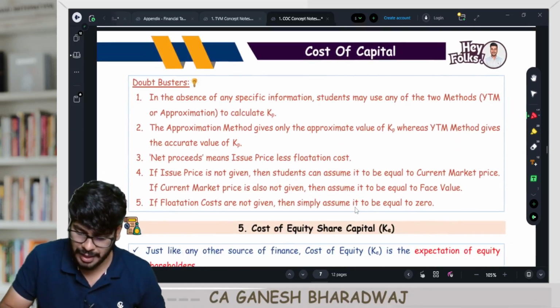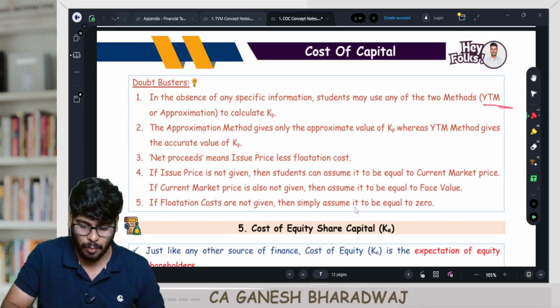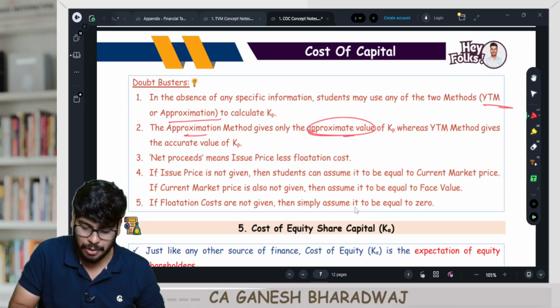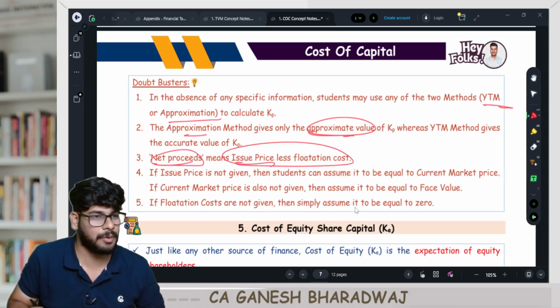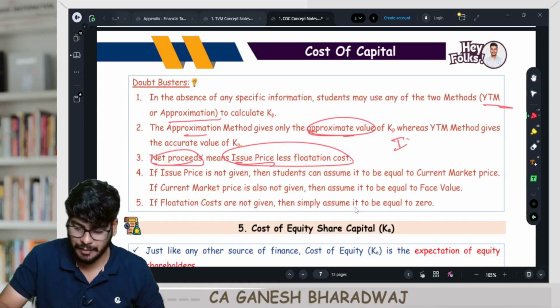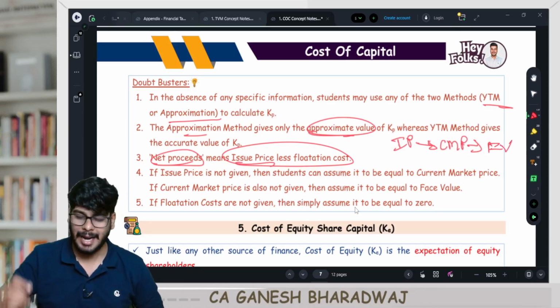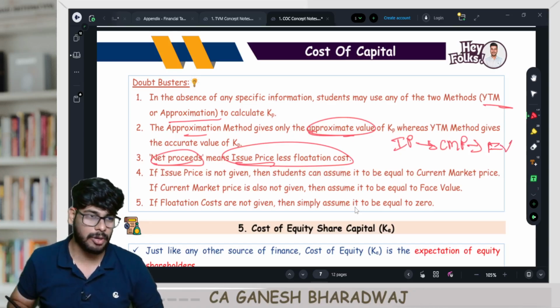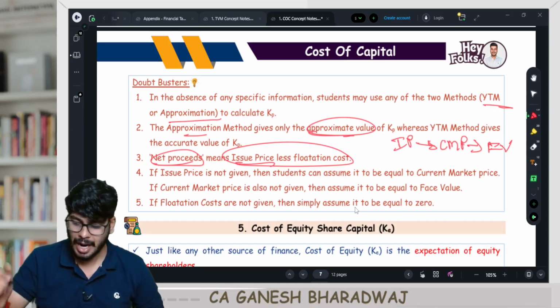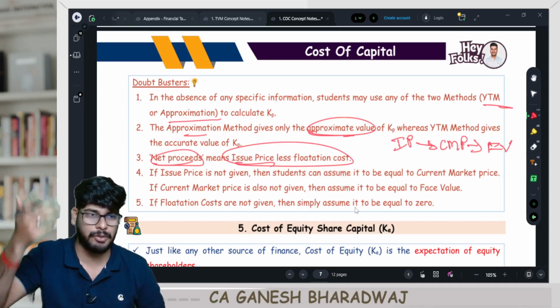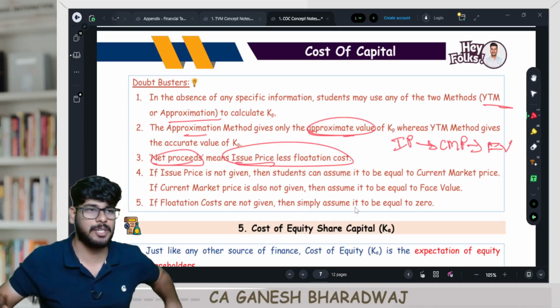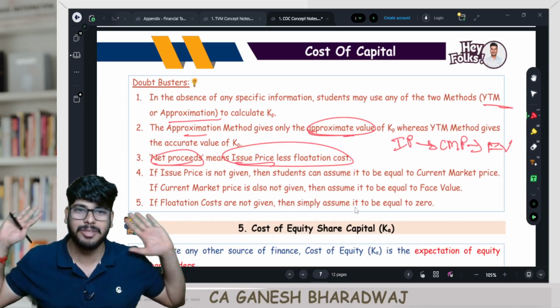In the absence of any specific information, use either the YTM approach or the approximation method. The approximation gives only an approximate value. Net proceeds means issue price less flotation cost. If issue price is not given, then go for current market price. If that is also not given, only then go for face value. As simple as that. Suppose flotation cost is not given, ignore it. Suppose flotation cost is given as 1% or 2%, then apply it either on whatever issue price you have considered or as a percentage of face value. Done. That's about this area.